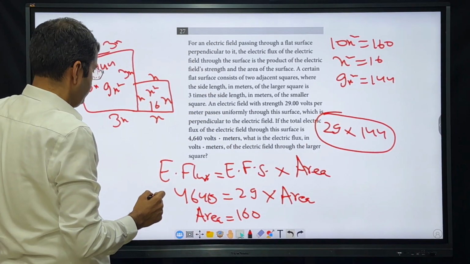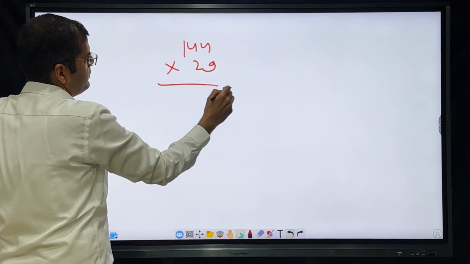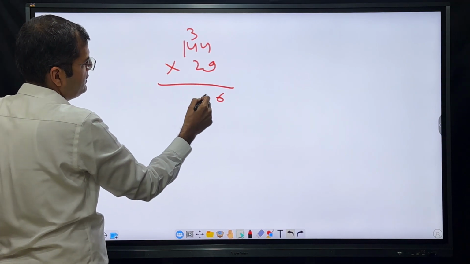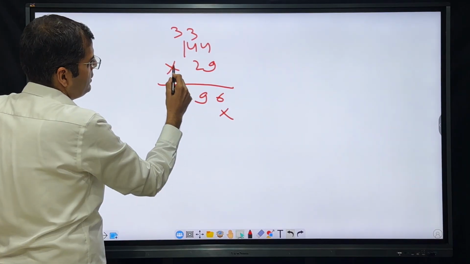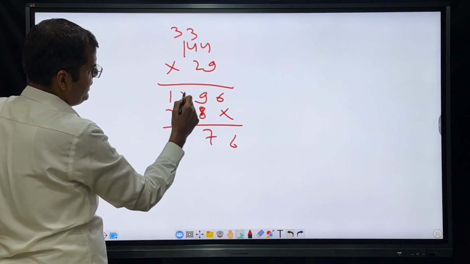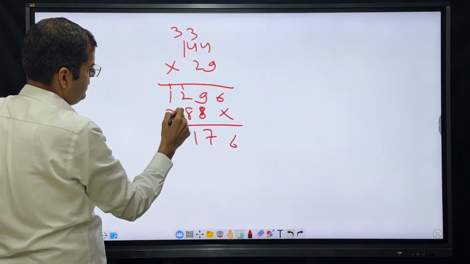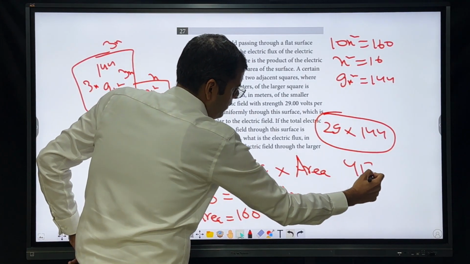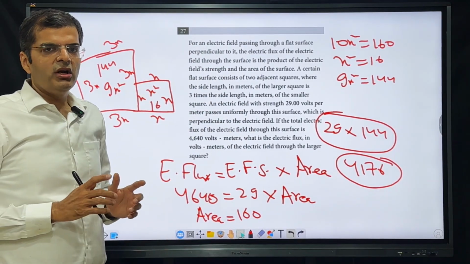So if I solve that, 144 into 29: 9 4s are 36, 6 here, 3 carried; 9 4s are 36 and 3 is 39, giving 1296, and 288. Adding these up, this is 6, 9, and 8, 17, 1 carried, and so on, giving 4176. So the answer comes out to be 4176. Okay, and that's the right answer. So that is all about this section.